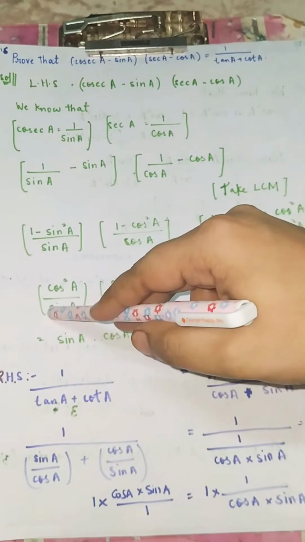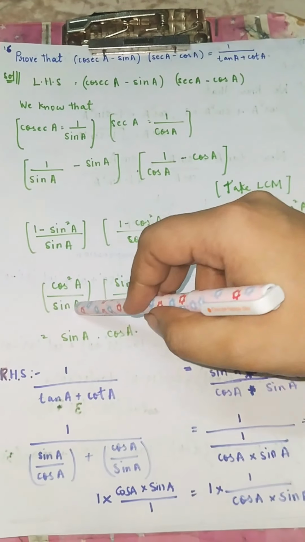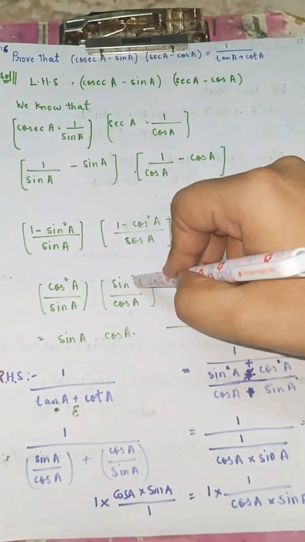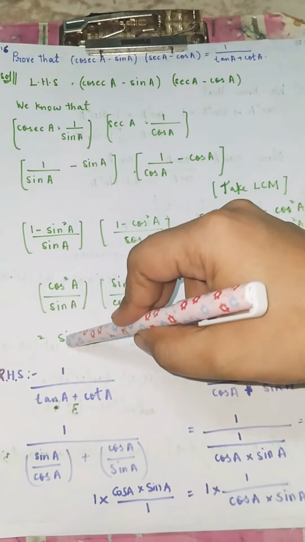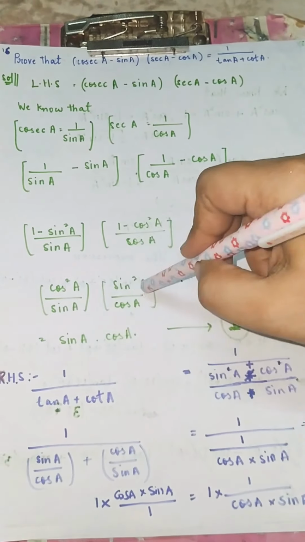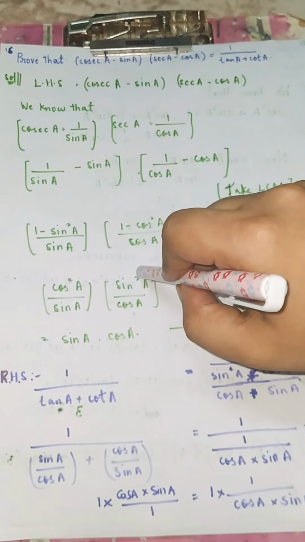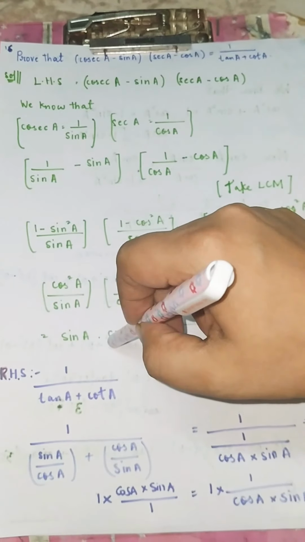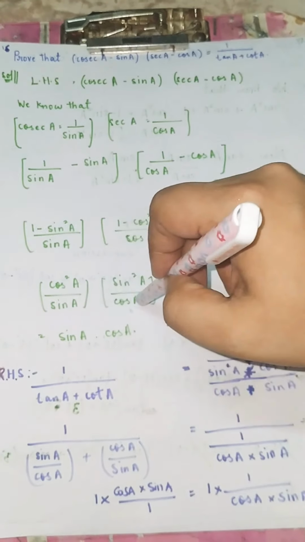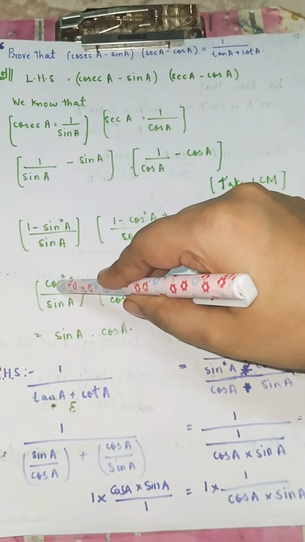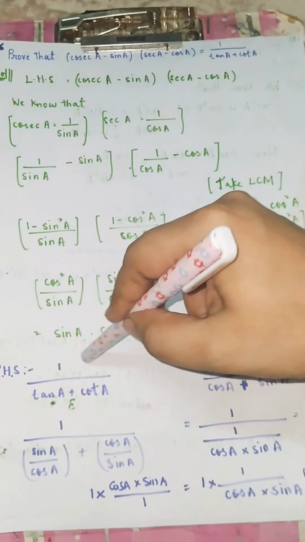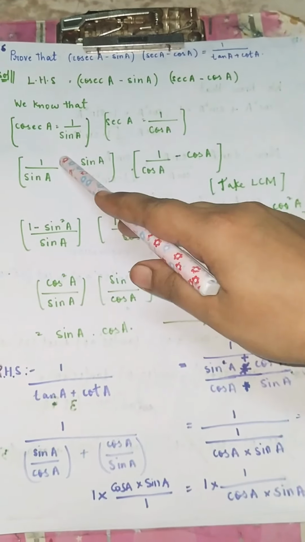Okay, by sin A by cos A. This sin A and sin square A gets cancelled. Here one sin A is left. When sin A gets cancelled, one more sin A is there. Now we have to write sin A into cos A. Cos square A gets cancelled. One more cos A is there. So sin A into cos A. This is the LHS. Now RHS.